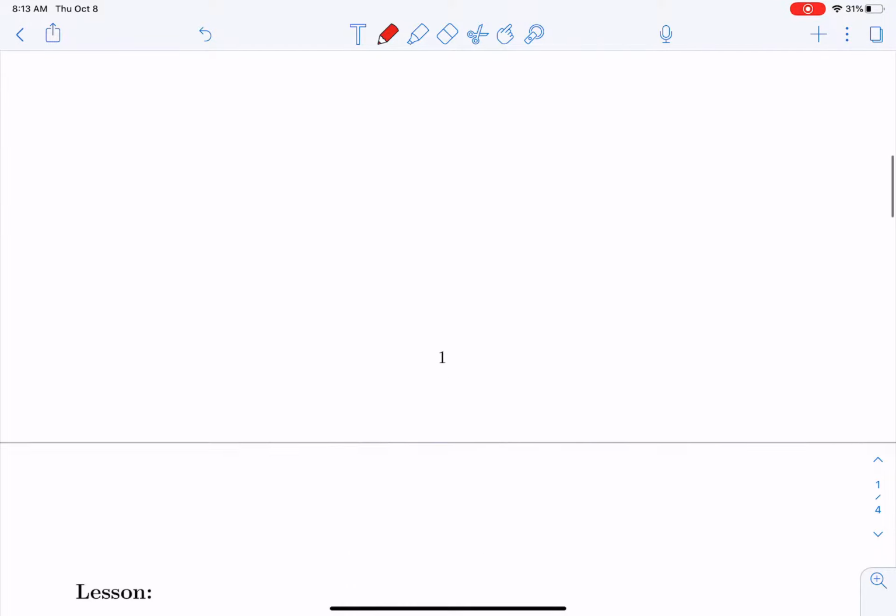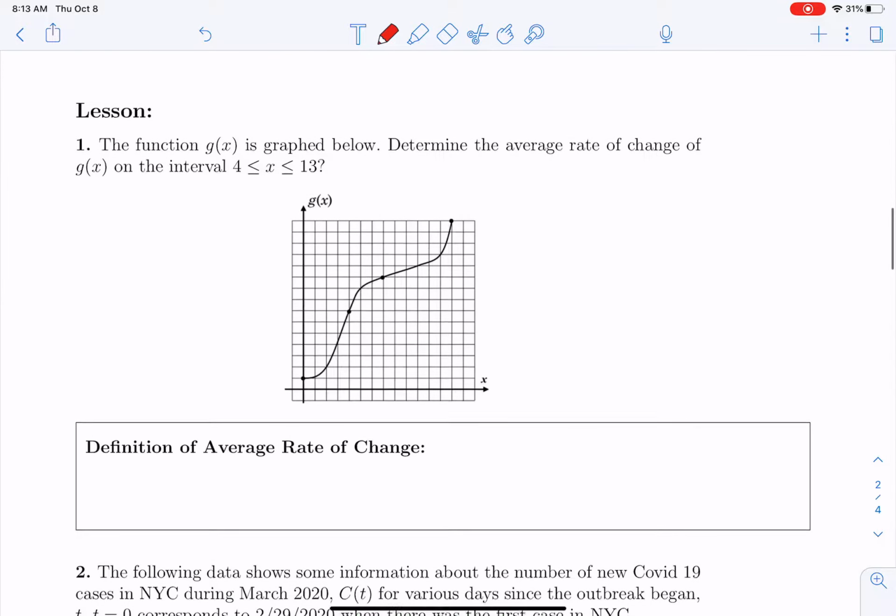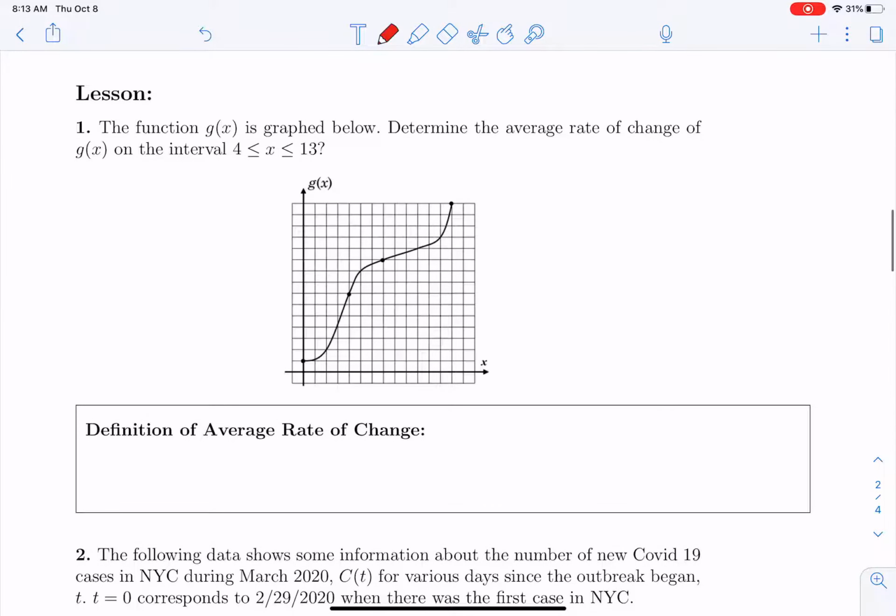All right, moving on to the lesson. So let's look at the problem. It says the function g of x is graphed below. Determine the average rate of change of g of x on the interval 4 is less than or equal to x, which is less than or equal to 13.